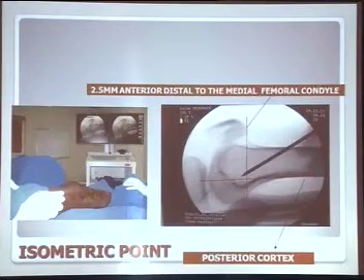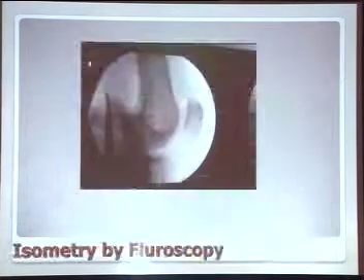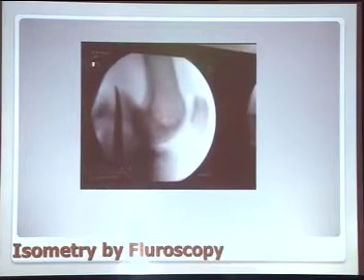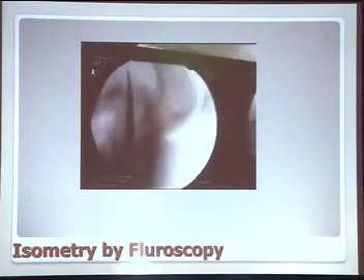And for the isometric point, it is very important on the femoral side, as all of us know. And usually we use the radiological scanogram by drawing a line on the posterior cortex of the femur and another line to the medial femoral condyle. It is like 2.5 millimeter anterior to that which was described. And it was also confirmed by the radiological scanogram intraoperatively in the theater.